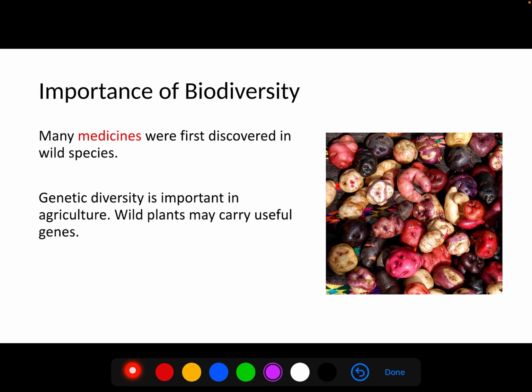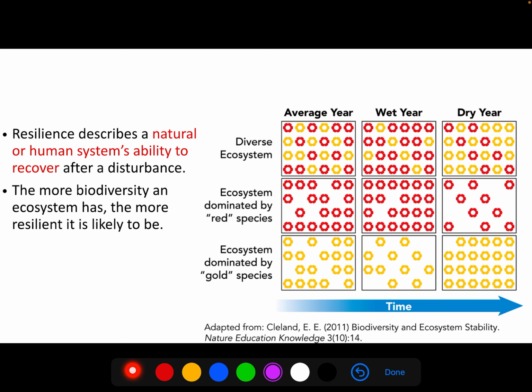Many medicines were first discovered in wild species. I mean, when you eat potatoes, look at all the different potatoes there are. Usually we eat white or red or sweet, but there are so many varieties, right? And so it's very important.